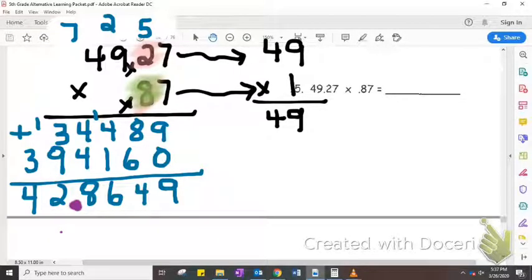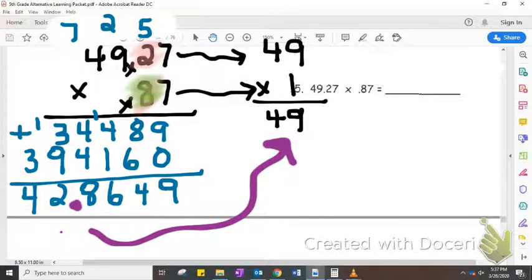42 and 8,649 10,000ths, that's a lot closer to 49. So our estimate helped us figure out where to put the decimal point.